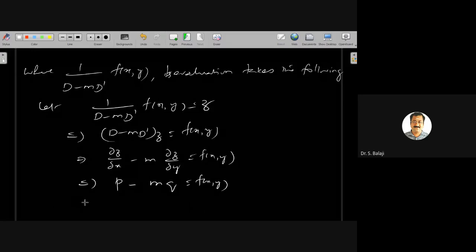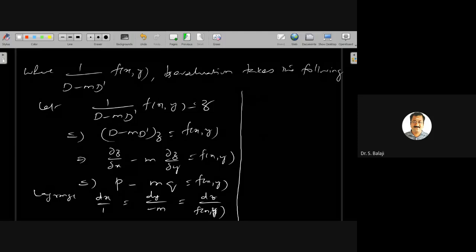Then the auxiliary equation is dx by 1 equals dy by minus m equals dz by f(x, y), by Lagrange's linear equation. That idea we can follow.